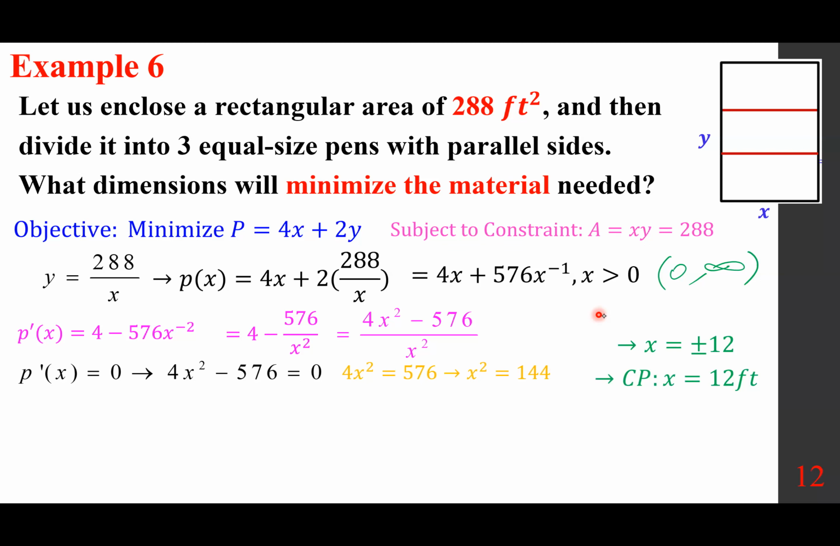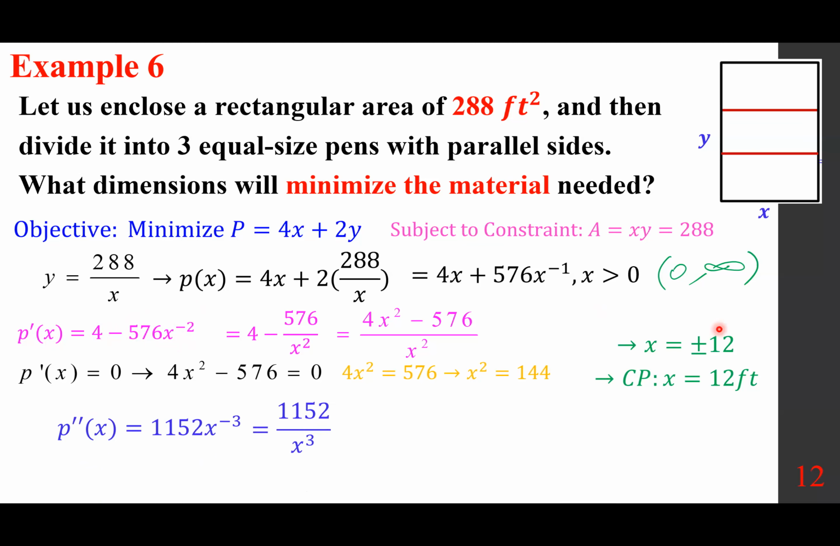And so, is this going to maximize or minimize? We do the first or second derivative test, and it's easier to go with the second derivative test. Take a look at P prime. The derivative of 4 gives you 0. This gives you minus 576 times minus 2, which is positive 1152x to the power of negative 3. That's P double prime, or even 1152 over x cubed.